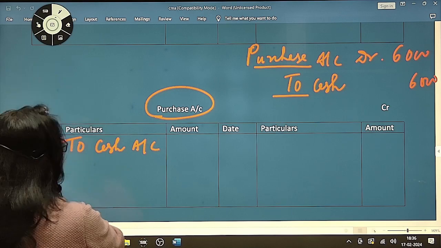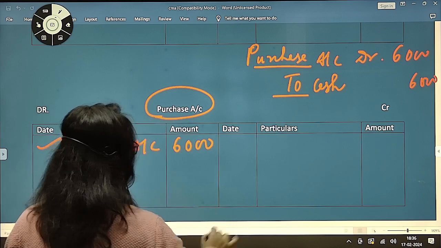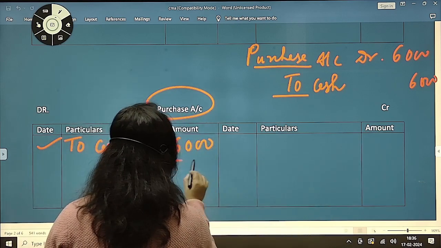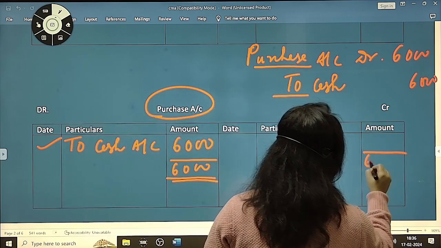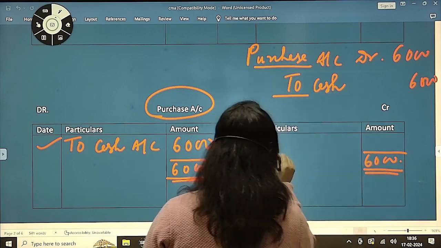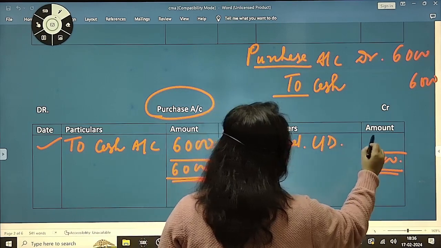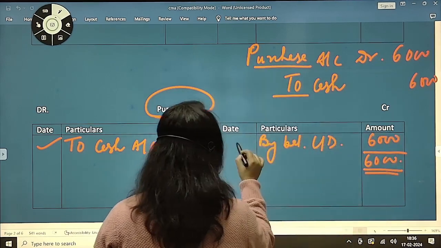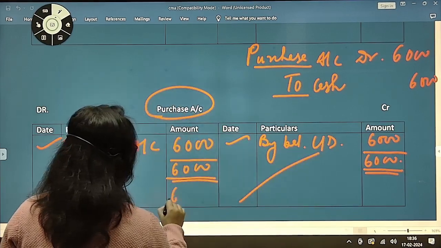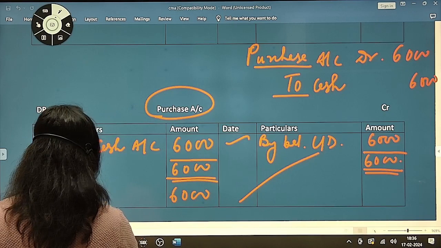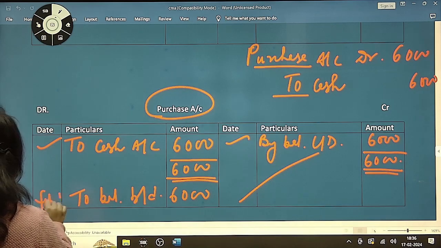So here you have to write down the date, and in the amount column you have to write down the amount. And on this side there is nothing. So when we are balancing, we will write 6000 here, and here we will write by balance CD 6000. So here we will write down the date, January 31st, and this will be brought down here. We will write 6000 here to balance BD. So that will be your February 1.